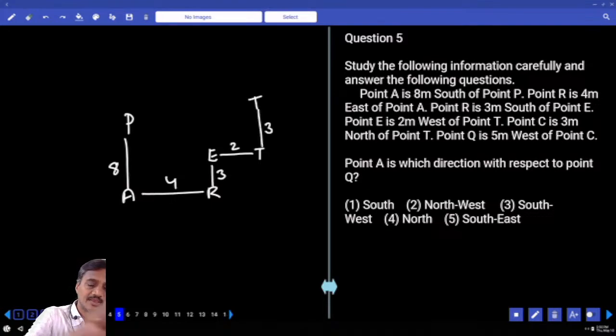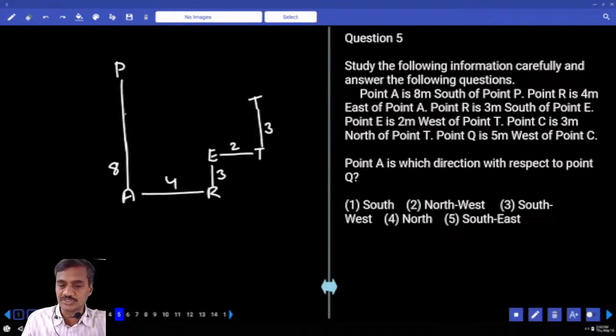T is here. P is 8 meters, so as P is 8 meters, T will get the same. Is this now clear? The next one, C is 3 meters to the north of P. Q is 5 meters to the west of C. Where is this C here? Q is 5 meters to the west of C. And E is 2 meters to the west of P.